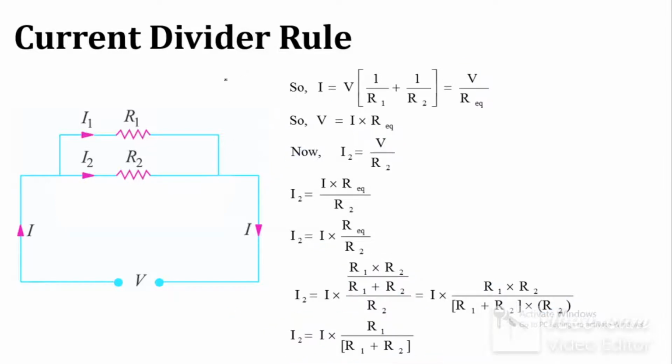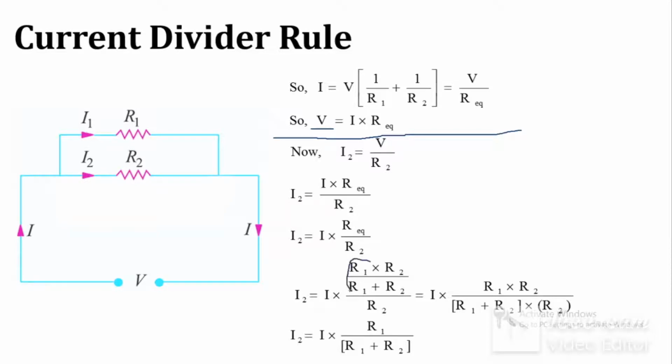Now in the same way we can find out the value of I2. This part will remain the same: current I is equal to V by R equivalent, and the total voltage is equal to I into R equivalent. Now what is the value of I2? I2 is equal to V by R2. So we will again put the value V is equal to I into R equivalent. So I2 is equal to I into R equivalent upon R2.